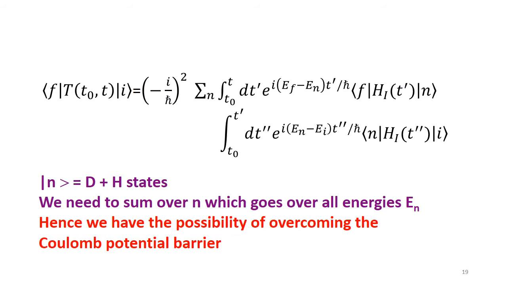And this is just the same formula copied again. I just want to say that we need to sum over all energies of the intermediate states. So the sum goes over all energies up to infinity. Because of these high energies involved, there is a possibility of overcoming the Coulomb potential barrier, which has been one of the major problems with these fusion reactions.